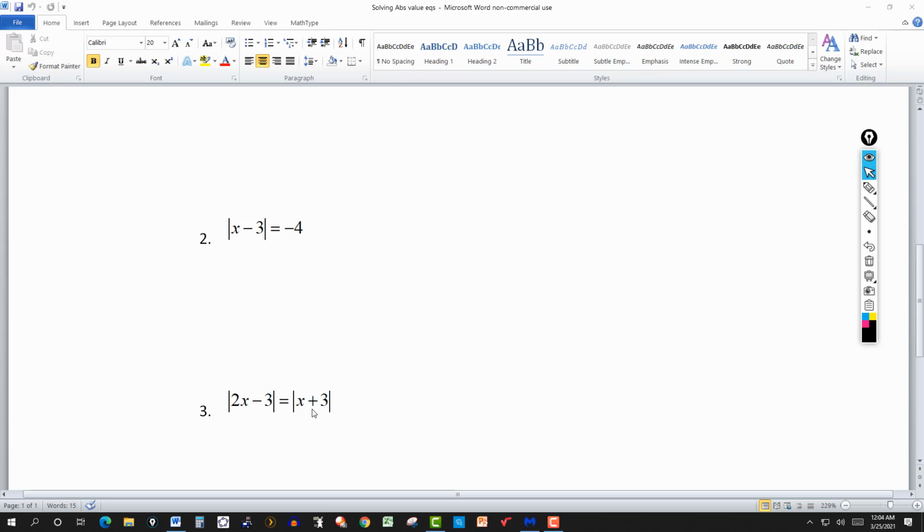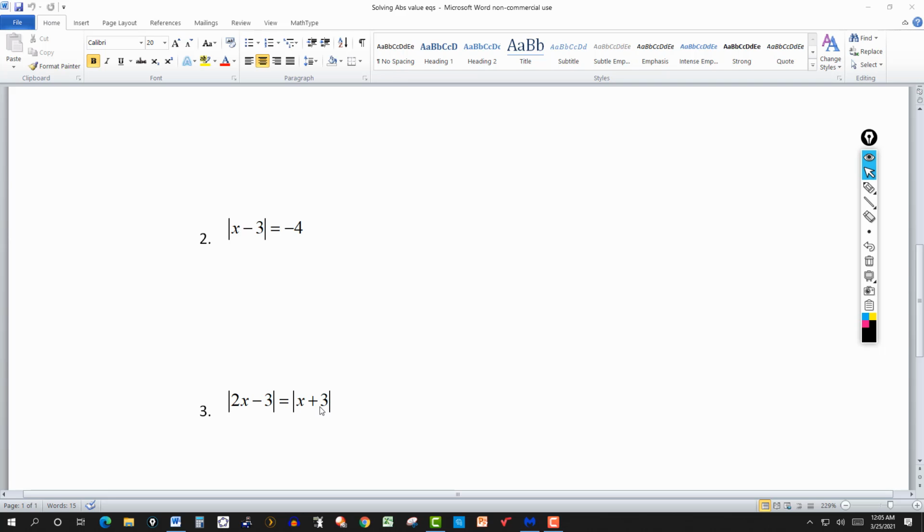The easiest way to approach this type of problem is just to say, well, it could be that 2x minus 3 is greater than or equal to 0, so the absolute value would be 2x minus 3. Or 2x minus 3 could be negative, so the absolute value would be the negative of that, or 2x minus 3 multiplied by negative 1. And then we look at the other side.